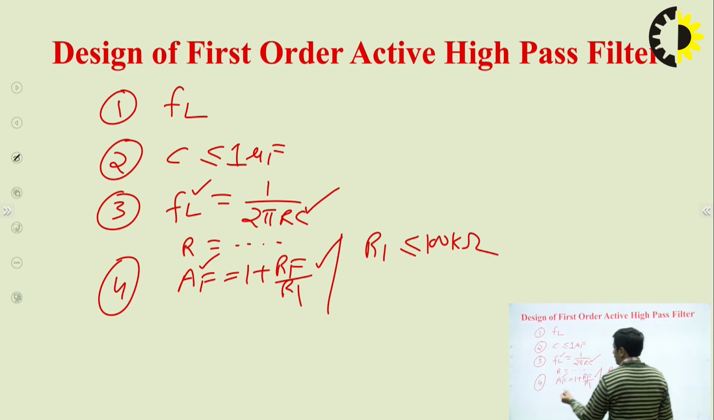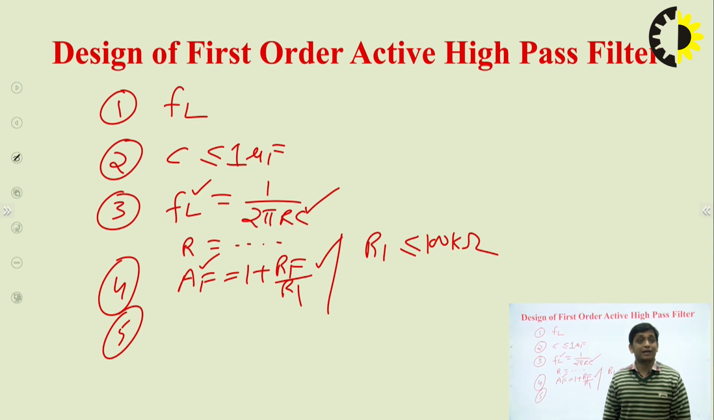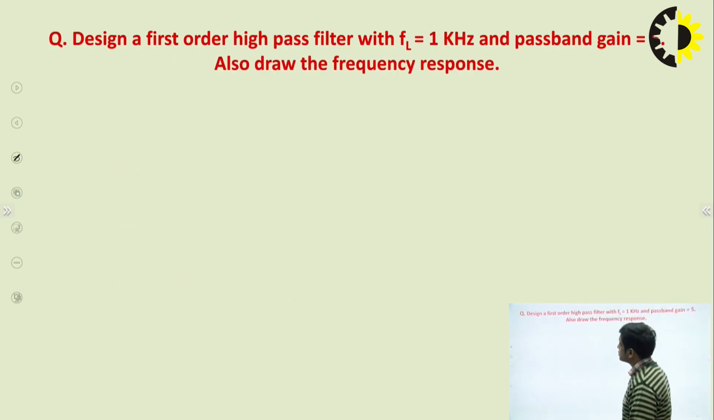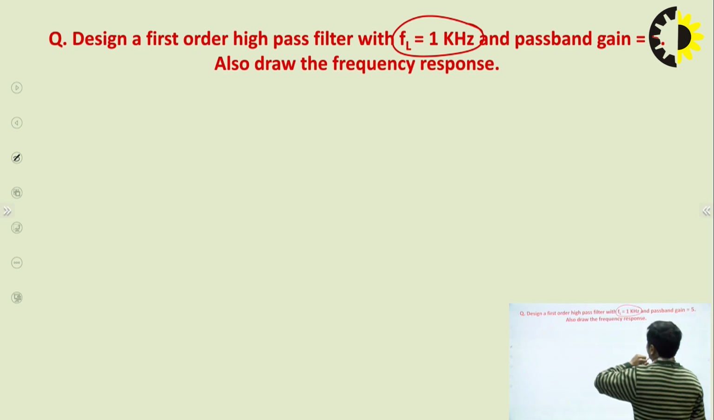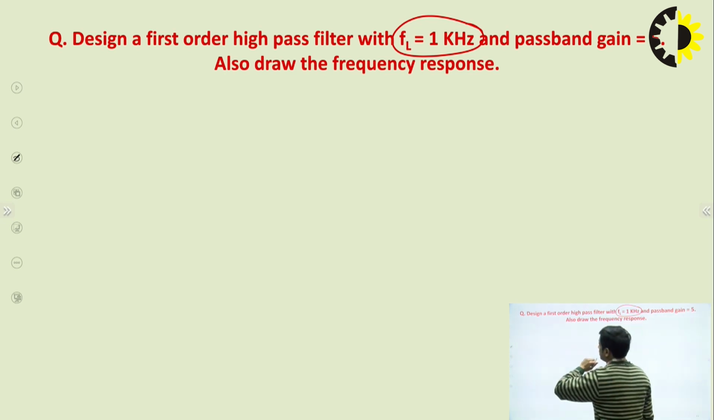RF. And lastly, design the circuit of the first order active high pass filter and mention all the component values in that particular circuit. So these are the design steps of the first order active high pass filter. Now coming to the numerical problem. The question is design. You have to design a first order high pass filter which is having cutoff frequency of 1 kilohertz and passband gain of 5, and also draw the frequency response.